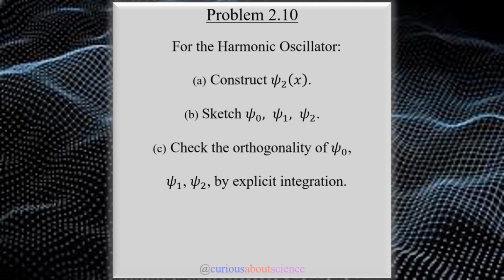And here, for our question, we want, for the harmonic oscillator, to construct the psi sub 2 of x, which is the second excited state. We want to sketch the ground state, first excited state, and second excited state, and check the orthogonality of the ground state, the first excited state, and the second excited state by explicit integration.